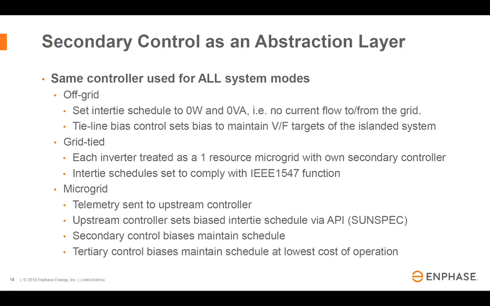So the idea is that we are running ACE equations, just like a balancing authority would run. When we're off grid, we just set the intertie schedule to 0, right? If your home is islanded, then you're not going to be able to export to the grid.